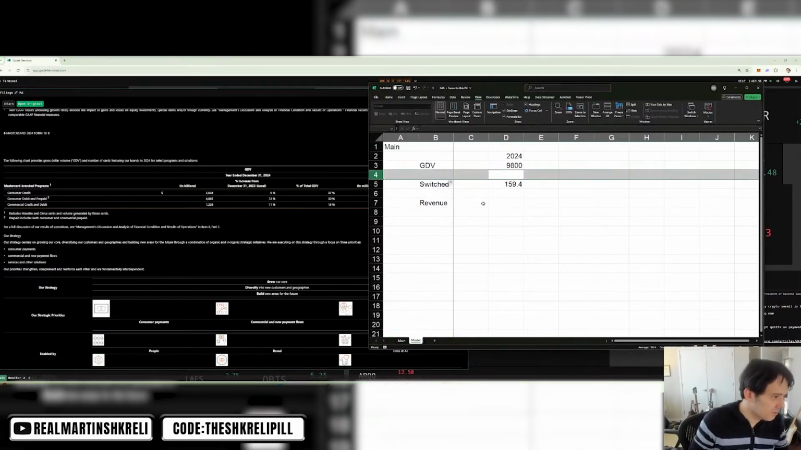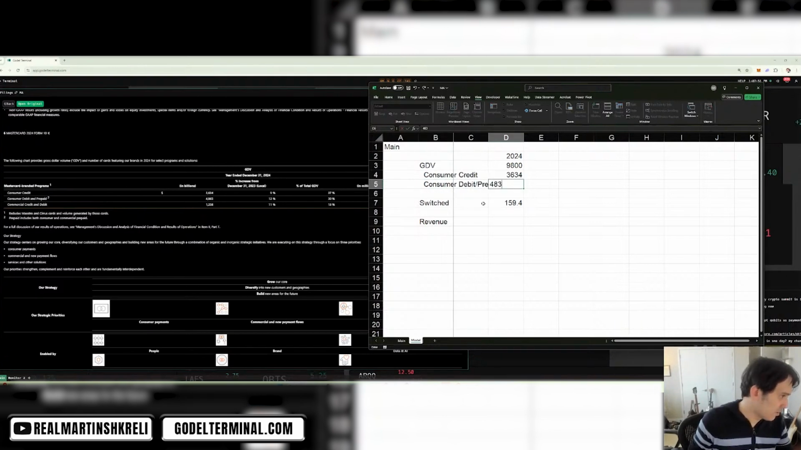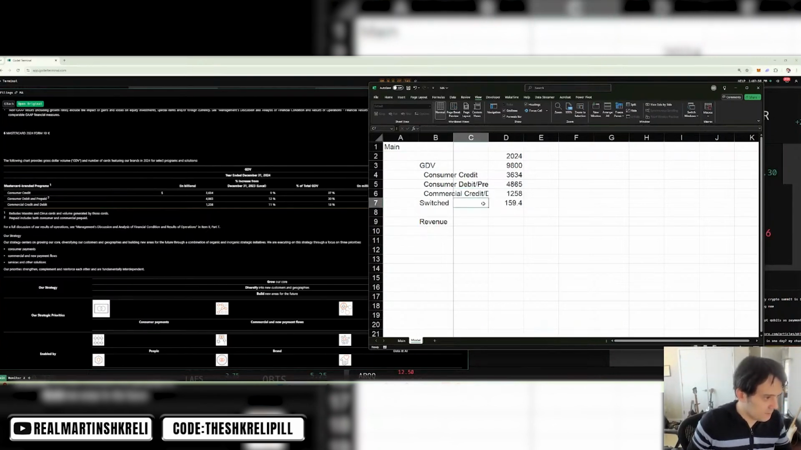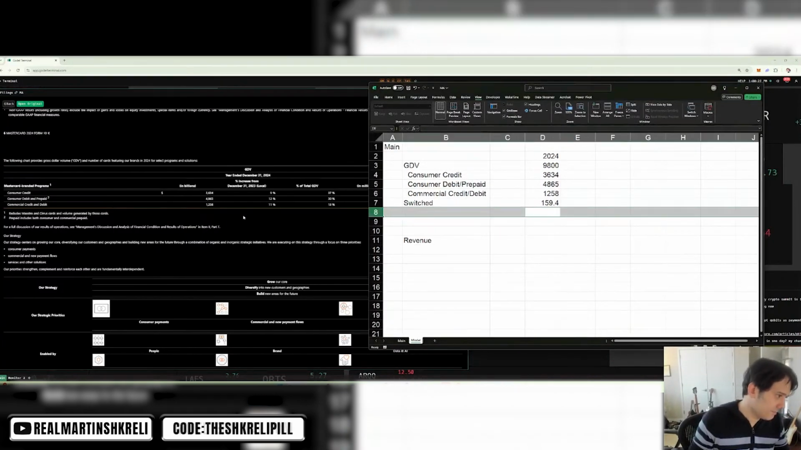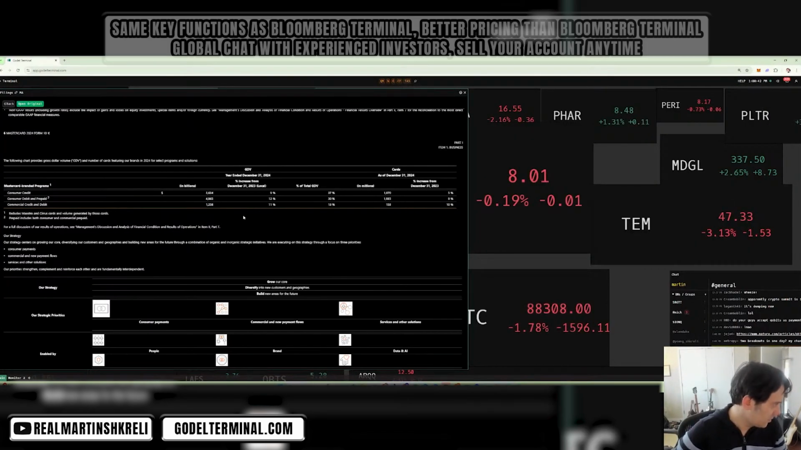So in terms of gross dollar volume, consumer credit cards were 3.4 trillion. Consumer debit and prepaid, 4.8 trillion. Then commercial credit and debit was 1 trillion. Cards. I'm just going to add up all the cards. 2 billion cards. 2 billion pieces of plastic.